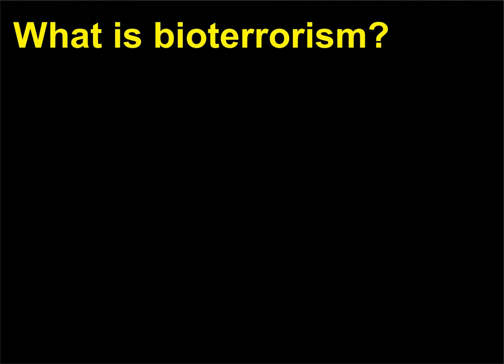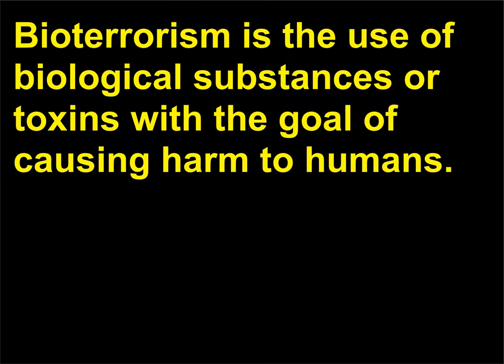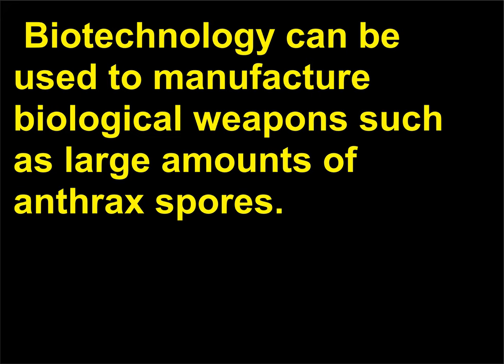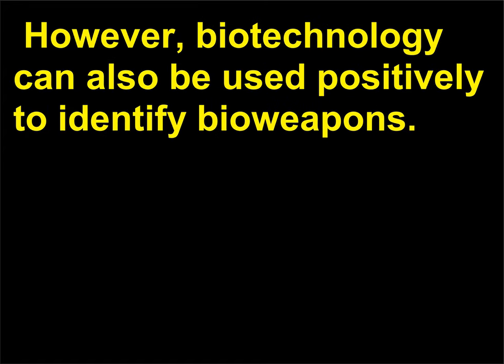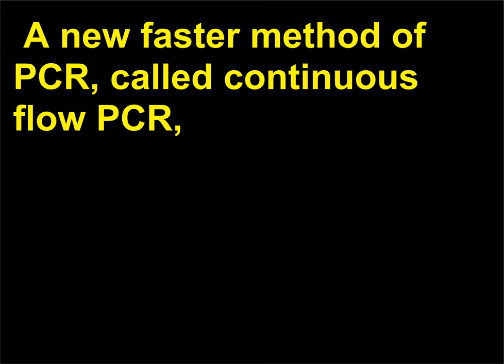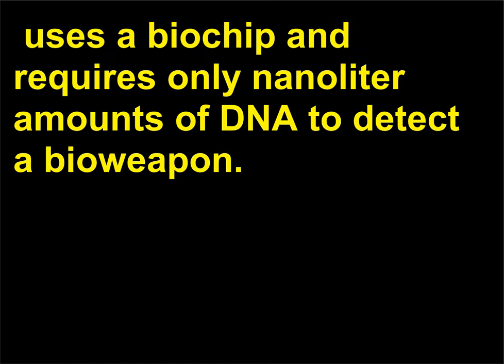What is bioterrorism? Bioterrorism is the use of biological substances or toxins with the goal of causing harm to humans. Biotechnology can be used to manufacture biological weapons such as large amounts of anthrax spores. However, biotechnology can also be used positively to identify bioweapons. A new faster method of PCR, called continuous flow PCR, uses a biochip and requires only nanoliter amounts of DNA to detect a bioweapon.